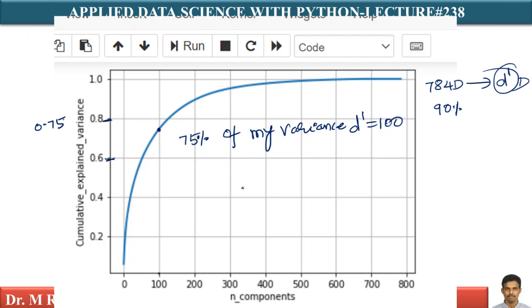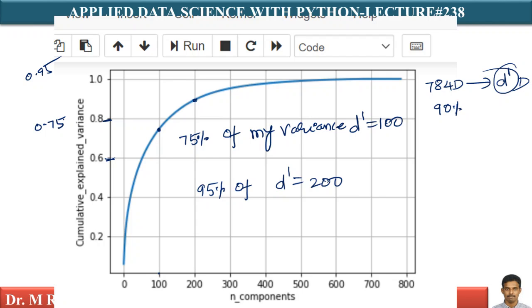If my d dash is 200, what happens? 200 means somewhere here, in between 0.8 and 1. Can I say this is something like 0.95? If it is 0.95, what does it mean? 95% of the information can be explained. 95% of the information can be retained if I use d dash equal to, let me say, 200, isn't it?